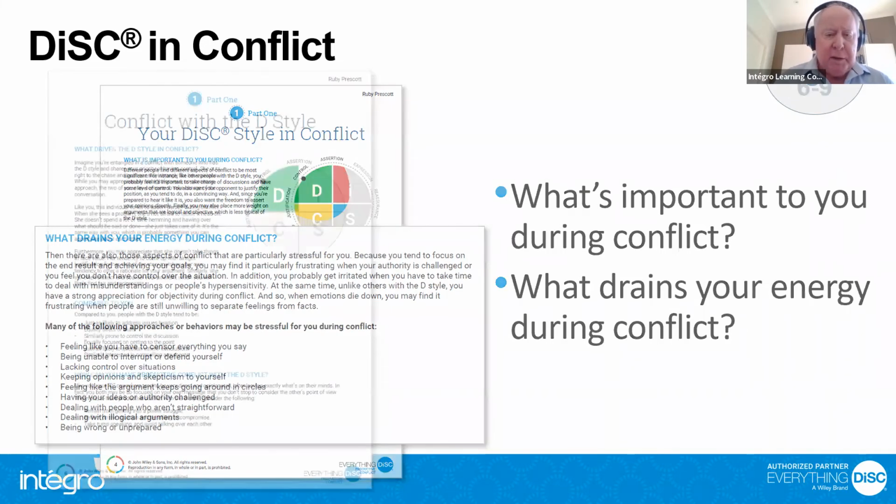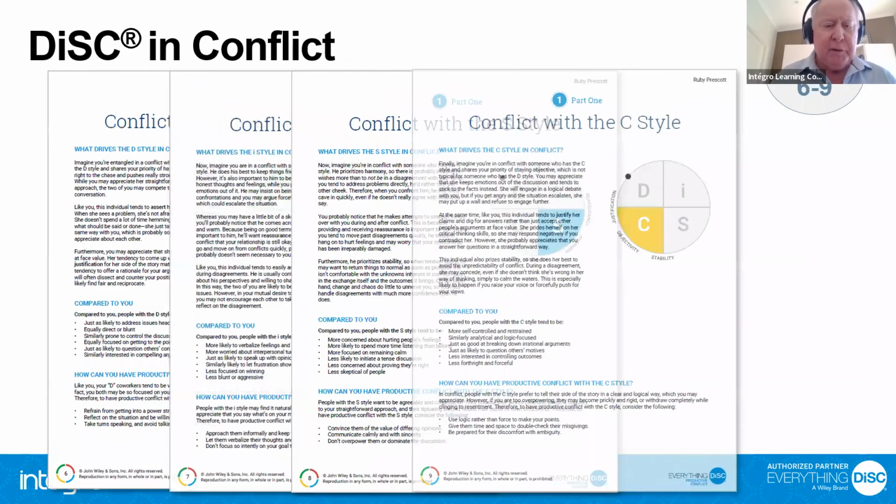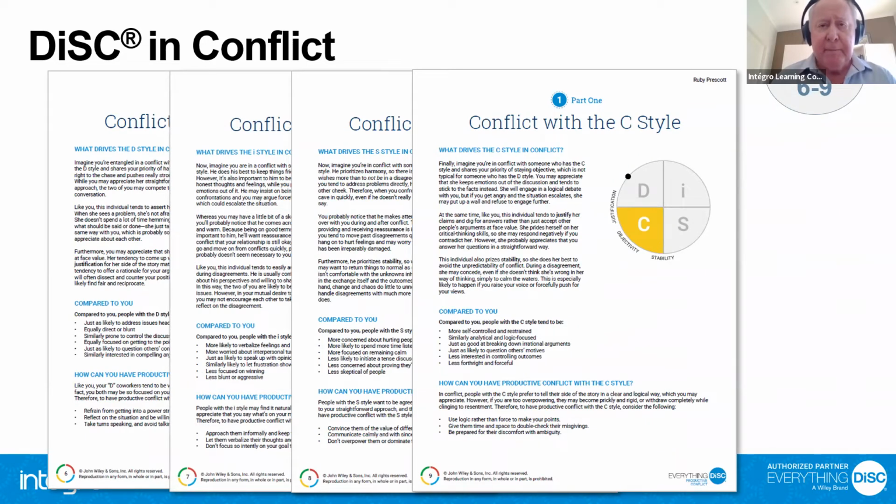The profile goes into quite a bit of depth too on understanding your relationships with others in conflict, and how they are compared to you. What do they tend to do? And then how can you have a more productive relationship with each of the different styles? So it's a lot of resource in here that can help you with conflict situations. All right, so this profile is something that's really handy to keep around, especially if there's any conflict going on.